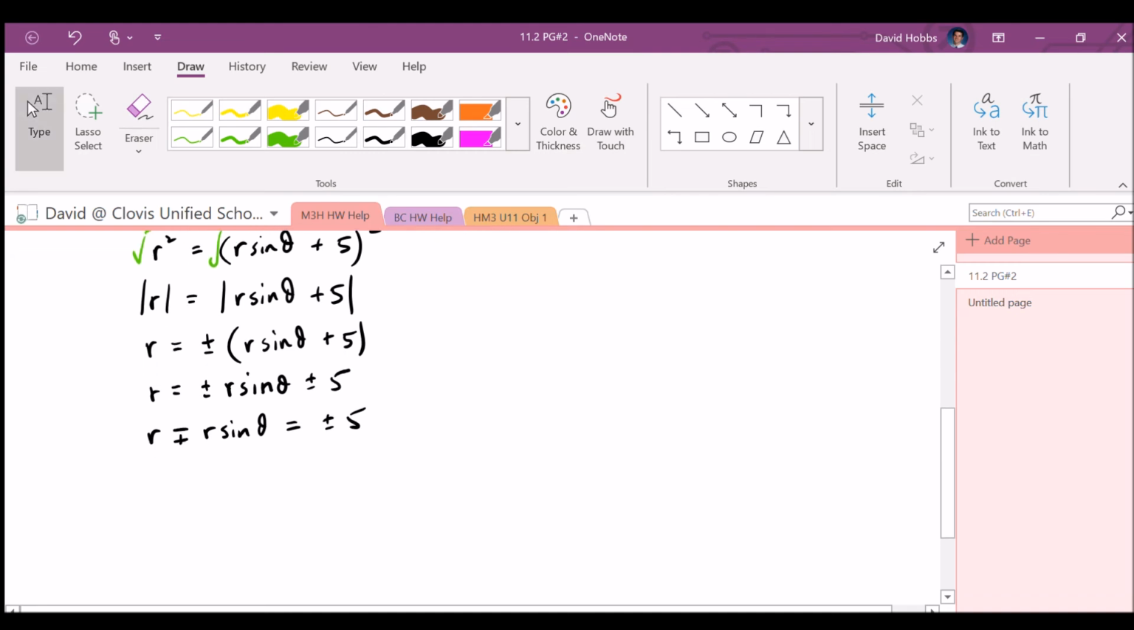Okay, and so now there is a GCF of r, because remember, we're trying to get r equals if we possibly can. And so we've gotten rid of the r squared. We're now getting it to the point where we can get it to be r equals. There's a GCF of r, so if I factor out that GCF of r, I'm left with 1 minus plus sine theta equals plus or minus 5. Okay, and now we're getting very, very close to the final answer.